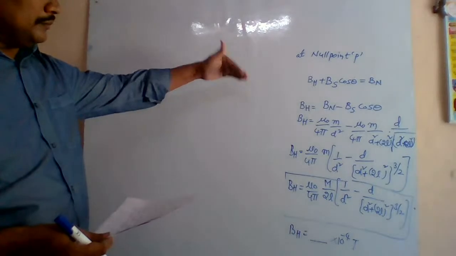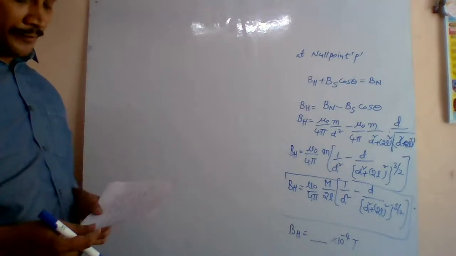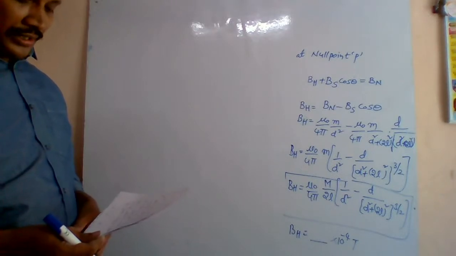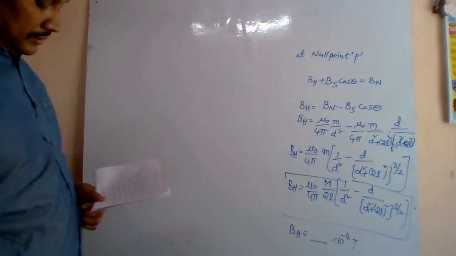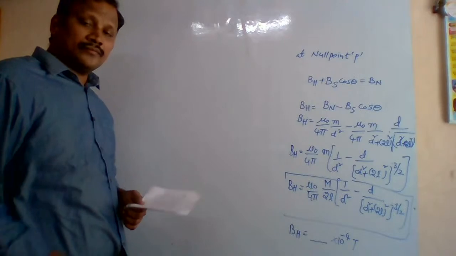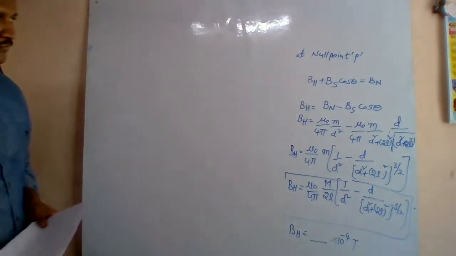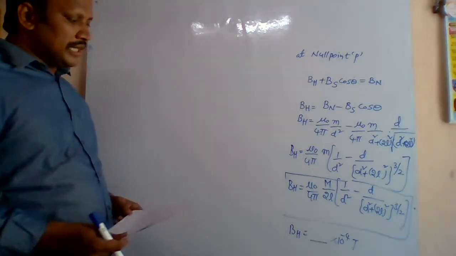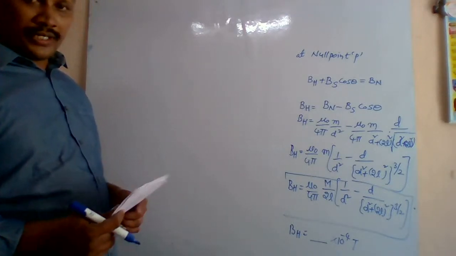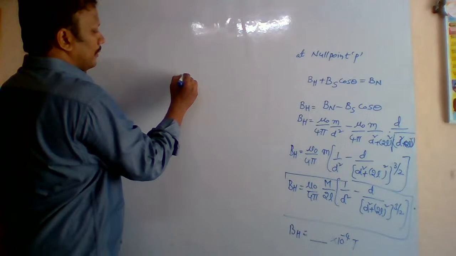Initially here, poles are placed on the positive x-axis. Now this pole is placed on the negative x-axis, some distance d, right? Where do you place a similar pole of pole strength M on the other side of the origin so that the origin behaves as a neutral point? This is for homework.